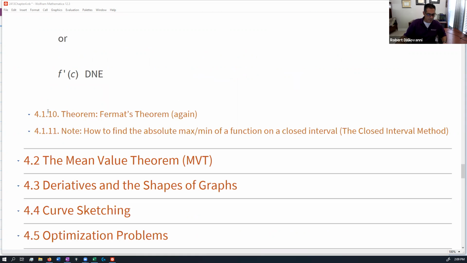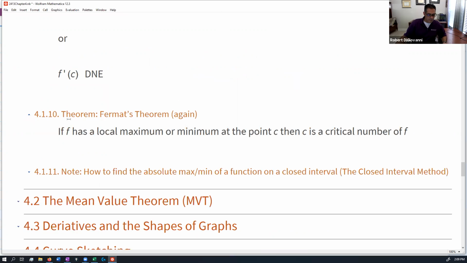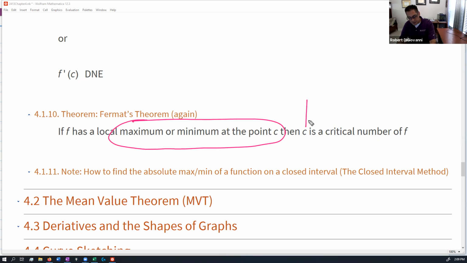Now, the final theorem. If f has a local maximum or minimum, so if you have some function and it has a local max or min, then we can guarantee this. If it has a local max or min at some point, I guarantee you that at that number C, it's a critical number, which means that one of two things is true. Either the derivative there is 0 or the derivative doesn't exist. One of those two things has happened.